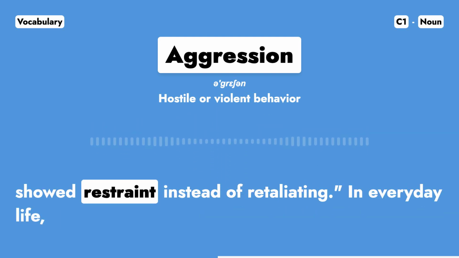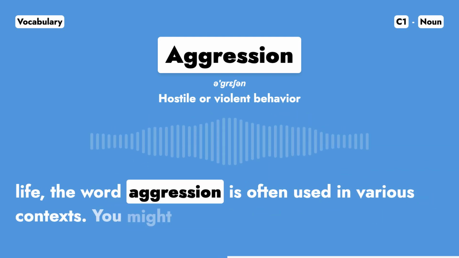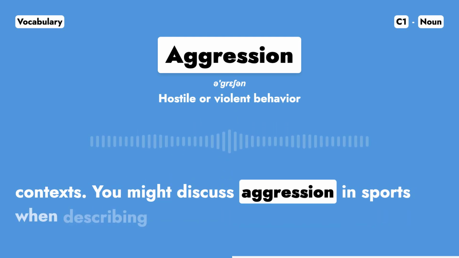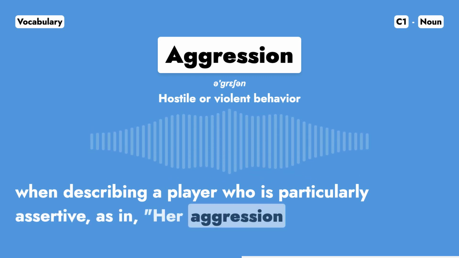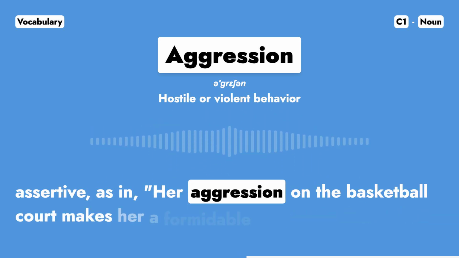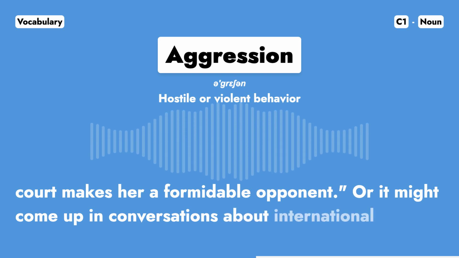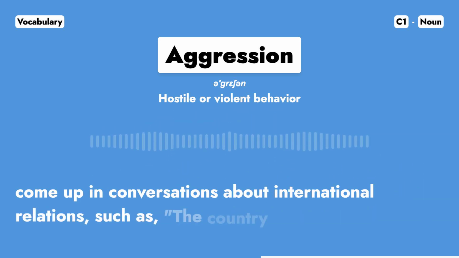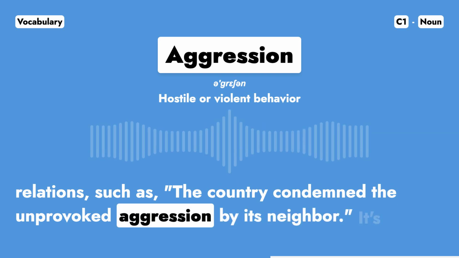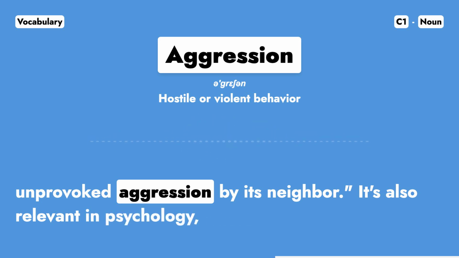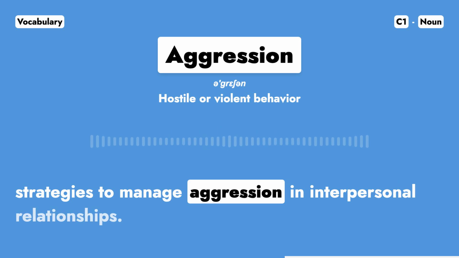In everyday life, the word aggression is often used in various contexts. You might discuss aggression in sports when describing a player who is particularly assertive, as in, "Her aggression on the basketball court makes her a formidable opponent." Or it might come up in conversations about international relations, such as, "The country condemned the unprovoked aggression by its neighbor." It's also relevant in psychology, where you might hear about strategies to manage aggression in interpersonal relationships.